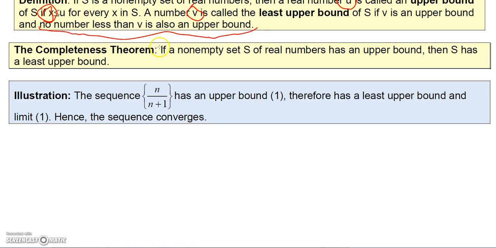Now, basically the completeness theorem says that if a non-empty set of real numbers has an upper bound, then it must have a least upper bound. So to illustrate this point, we know the sequence n over n plus 1 has an upper bound of 1. Therefore, it must have a least upper bound and limit. And 1 is actually going to be the least upper bound as well. So hence the sequence converges.